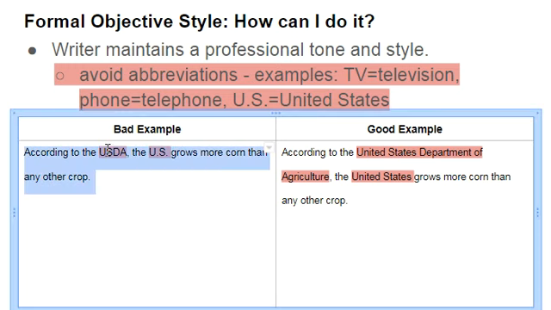abbreviation, as in this example, is to avoid literal abbreviations, okay? These are called acronyms, okay? So each letter stands for something. According to the USDA, the U.S. grows more corn than any other crop.